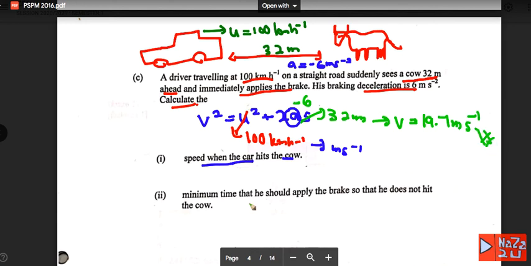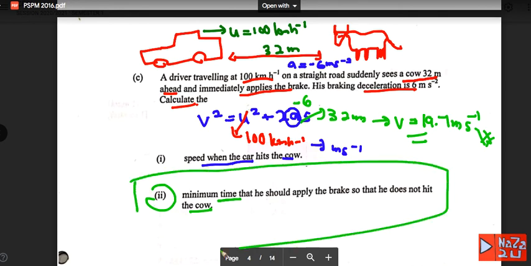This is number one. Number two, the minimum time he should apply the brake so that he does not hit the cow. To answer number two, we can have the acceleration here. I think for question number two we have a problem finding the answer, so we will discuss it in the class.